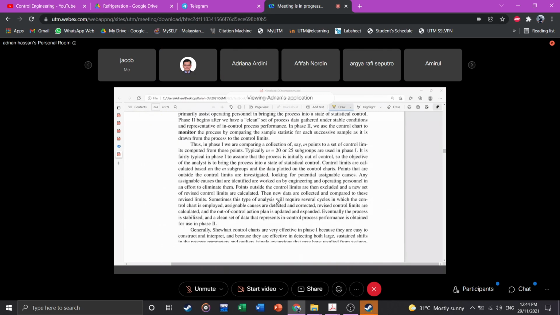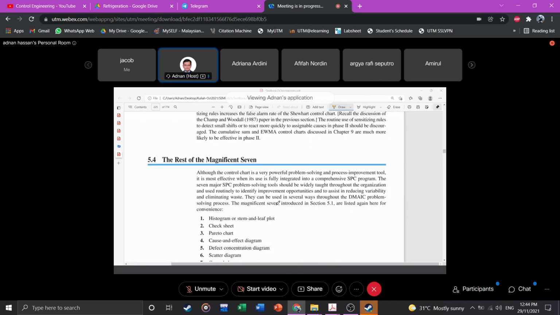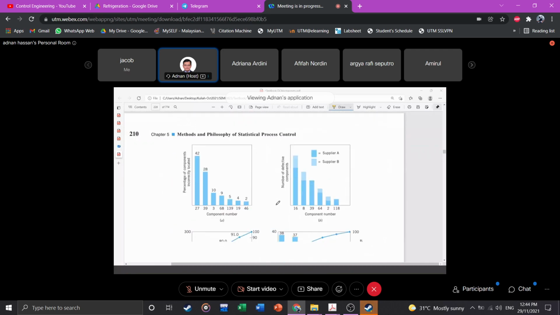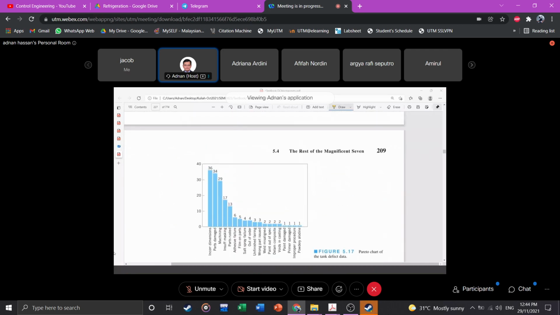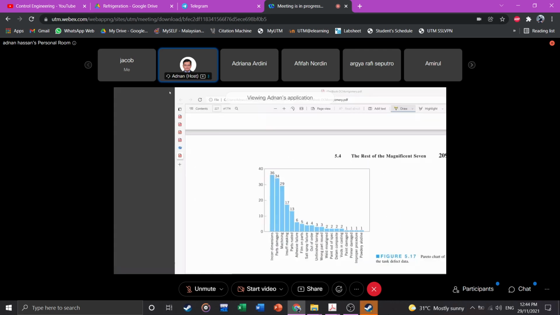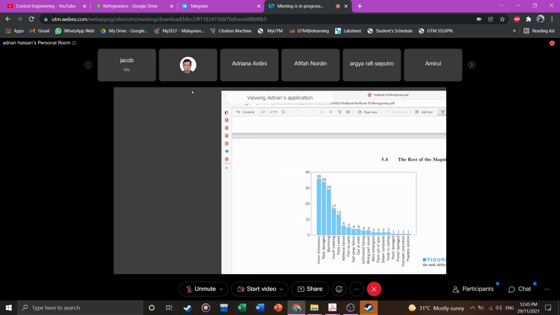I hope I have this diagram. It's not here. I can just easily Google this. There's a lot of material on this. If you Google, you can see this runs rule.